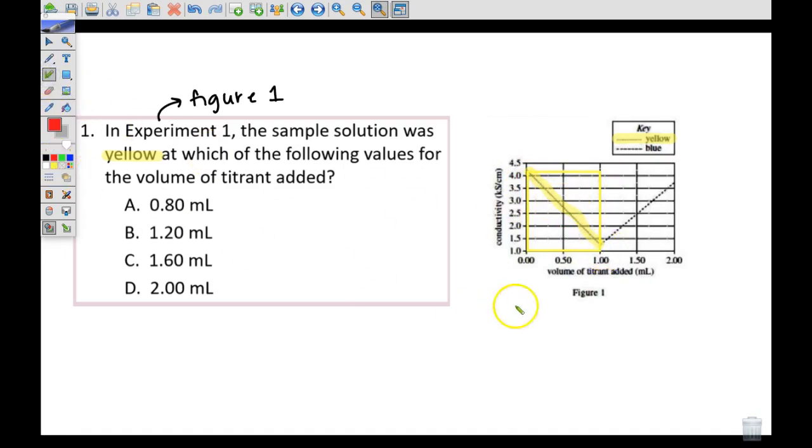Upon following the end of that trend line, I see that the x-axis says it's volume of titrant added, which matches the question that I was asked. But now I need to look at the actual numbers on the x-axis, and the numbers range from 0 to 1.00. The only answer out of all our options that fits is A, as 0.8 is within this range where the solution was yellow.